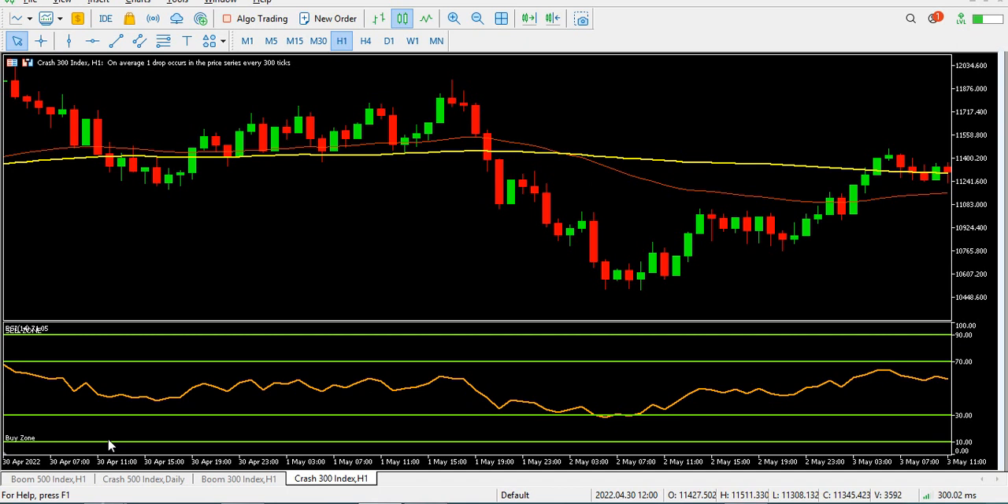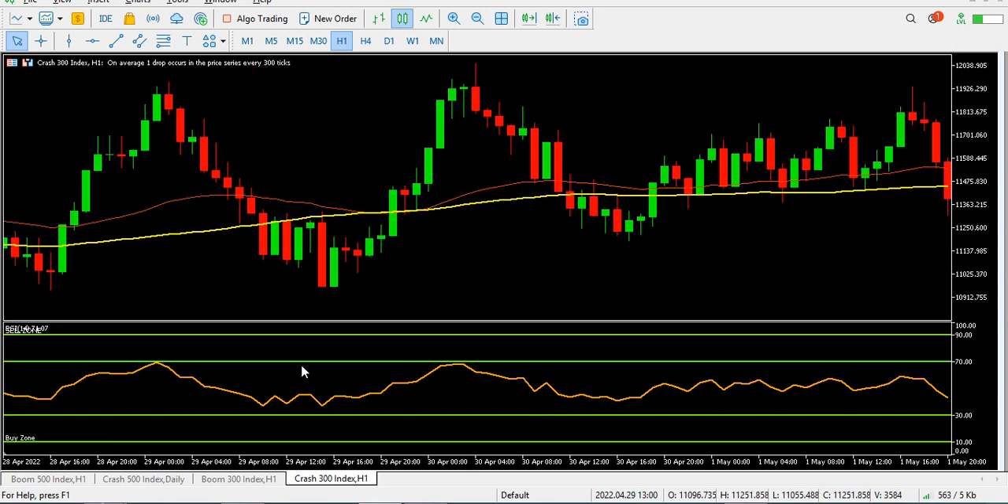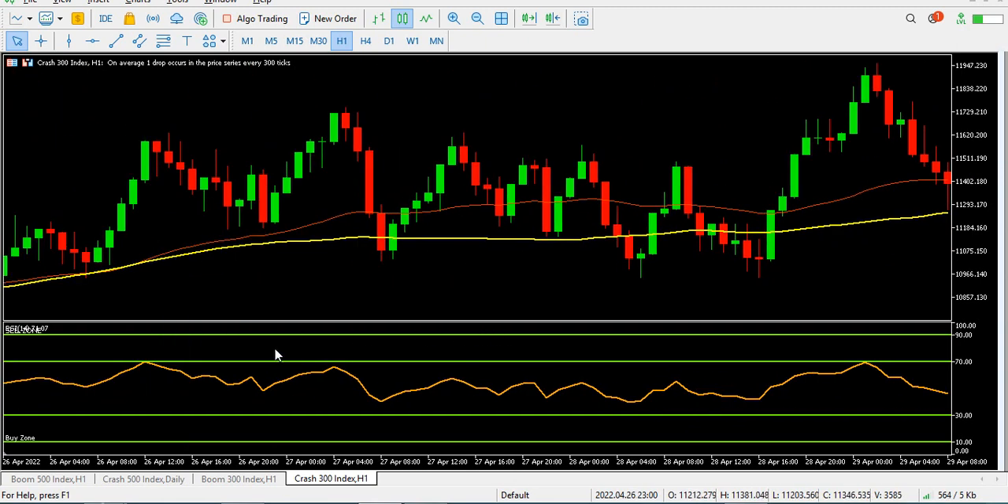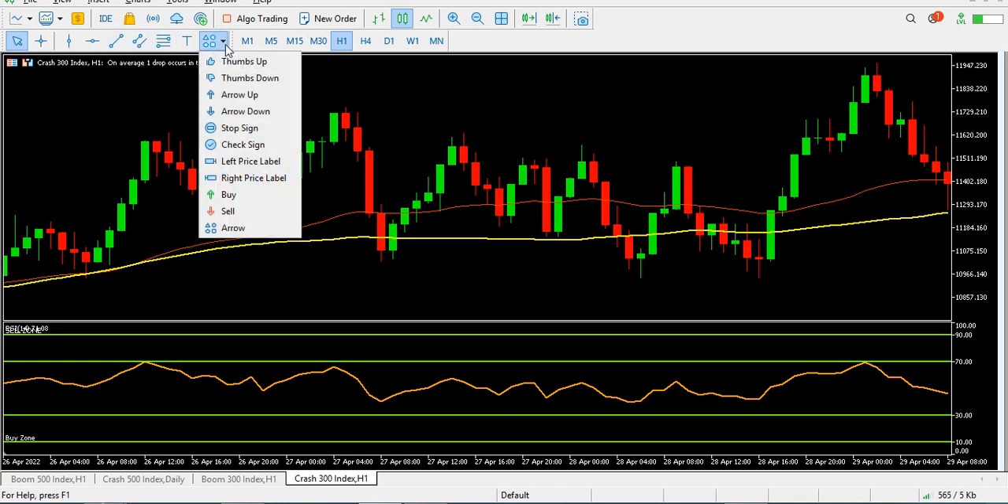Okay, but this is volatile. This is Crash 300. It is way volatile, so you will hardly see it in the 10 region. Okay, the region of 10. Okay, so this line right here, let's see if I can pull out something to circulate here.